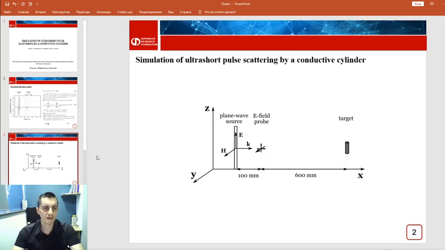The electrodynamic simulation of the ultrashort pulse scattering by the perfect electrically conducting cylinder in free space was implemented within the finite difference time domain method using CST Microwave Studio software. Simulations were carried out for various target heights, while its diameter was not changed. The incident plane wave propagated from the source to the target along the x-axis with the electric field vector along the z-axis, collinear to the axis of symmetry of the cylinder. The scattered electric field was recorded by a probe located between the signal source and the target.